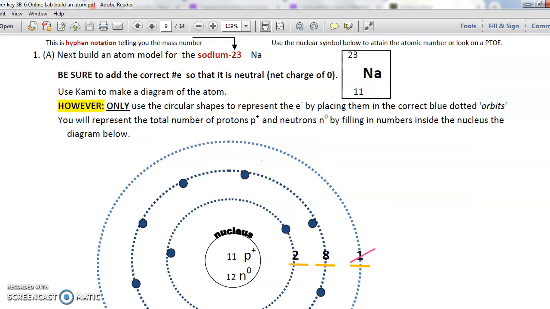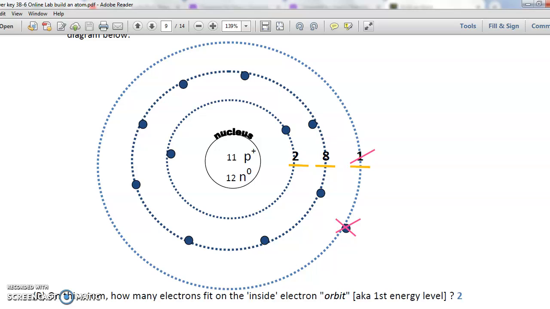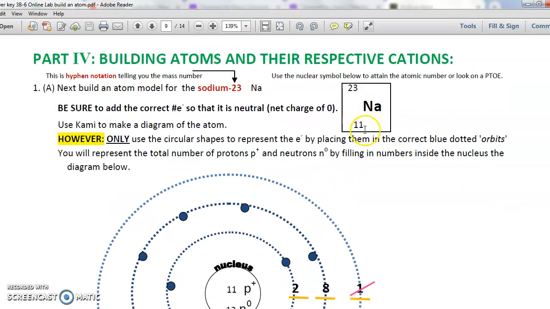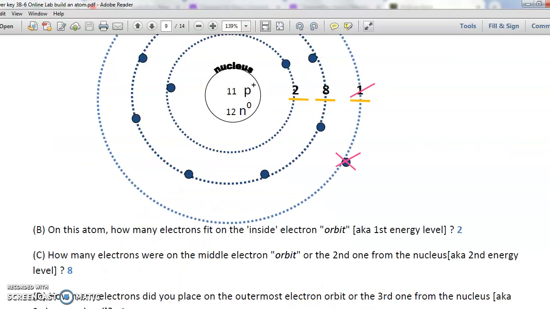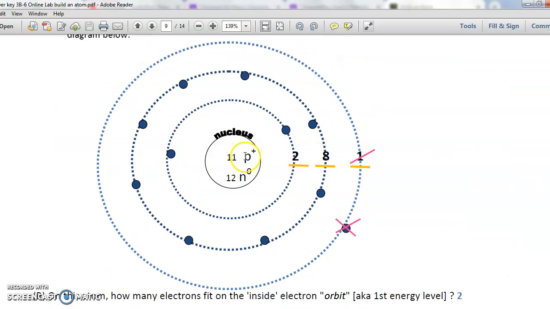So when we're looking at drawing sodium, we need 23 particles in the nucleus. 11 of them are protons, so 11 protons in the nucleus. If I have 23 total particles in the nucleus and 11 of them are protons, 23 minus 11 would leave us with 12 neutrons. If I start off with 11 positive things, then I need 11 negatives to balance that, so it's a neutral atom. They want us to start off drawing a neutral atom. So here we go. I need 11 electrons placed in here.